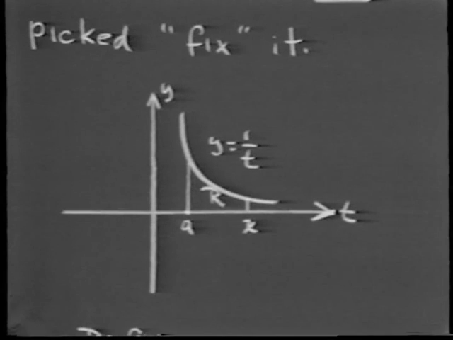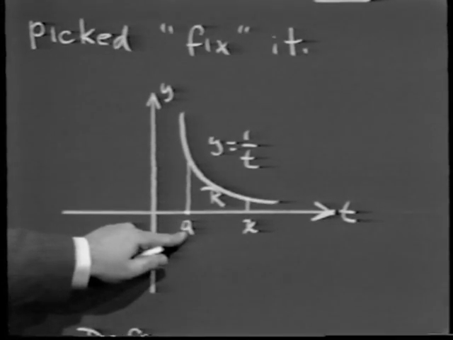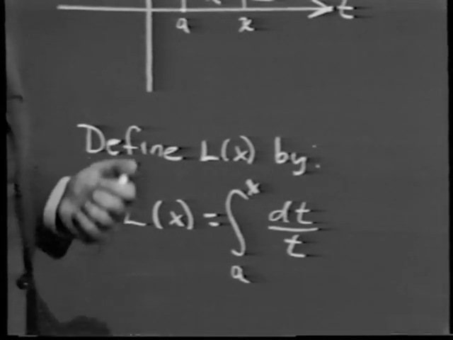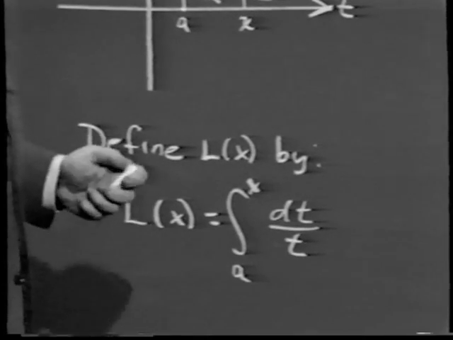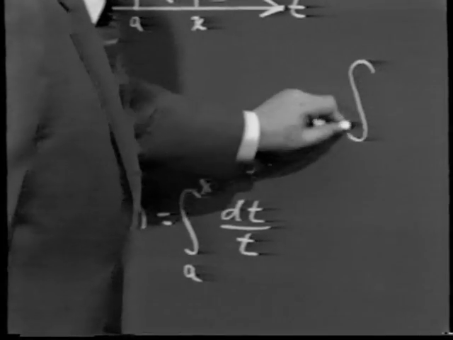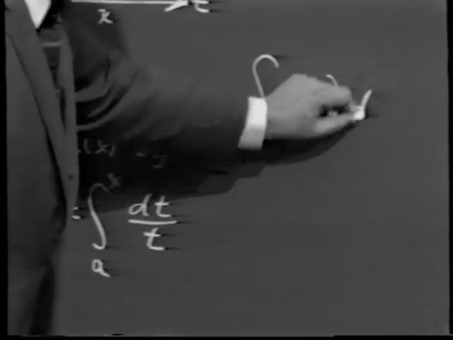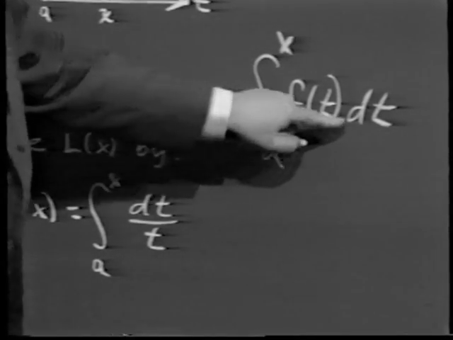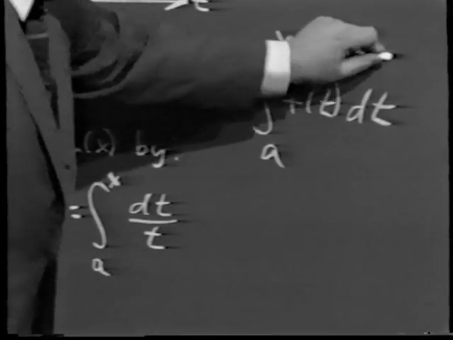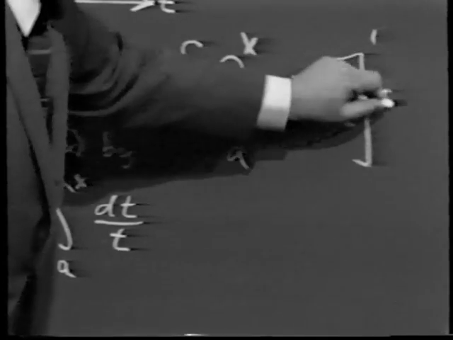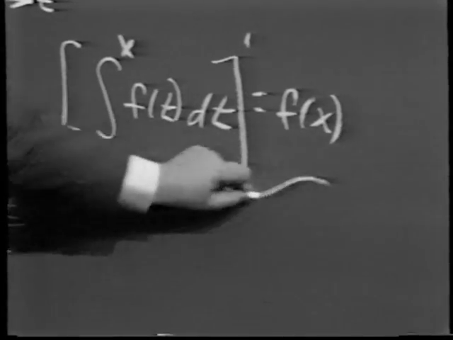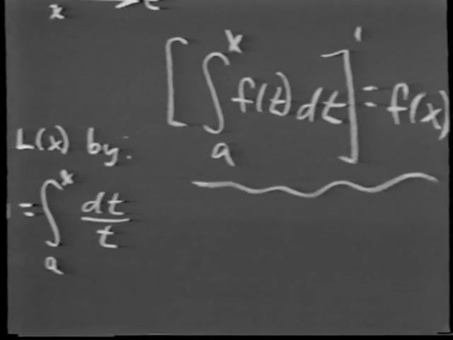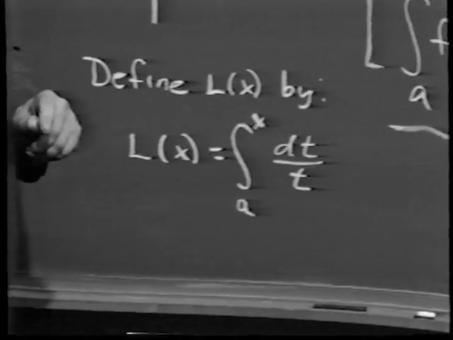Now, we've already seen that the function that we get by taking the definite integral from a to x of dt over t has the property that its derivative is 1 over x. In other words, recall from the fundamental theorem this is just a generalization of the fact that if f of t is a continuous function, then the integral from a to x of f of t dt is a function of x, and its derivative with respect to x is just f of x. You see, in other words, I can now view capital L of x as being an area under the curve y equals 1 over t.